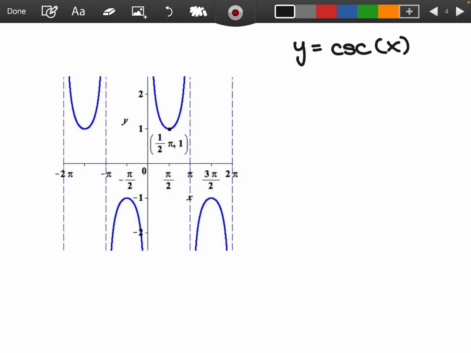Now we're going to look at the reciprocal functions. These graphs you don't see as often as the sine, cosine and tangent graphs, so they're not the ones that you really need to know, but these ones will come up occasionally. So these are the reciprocal functions.